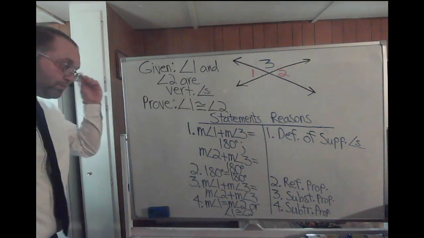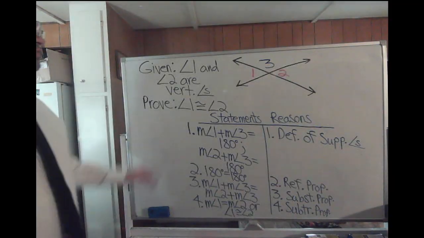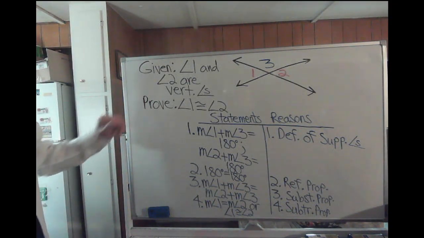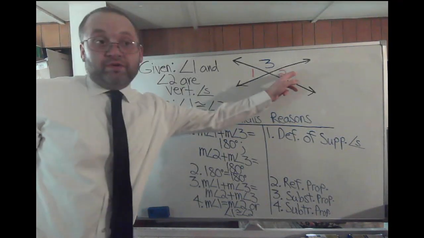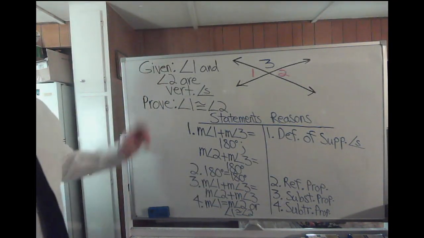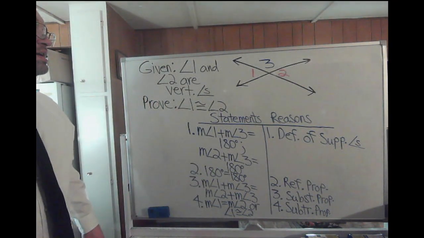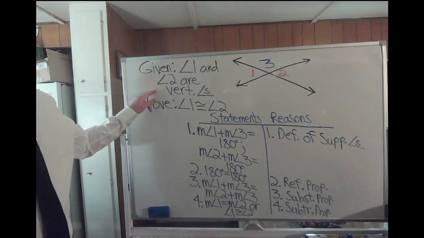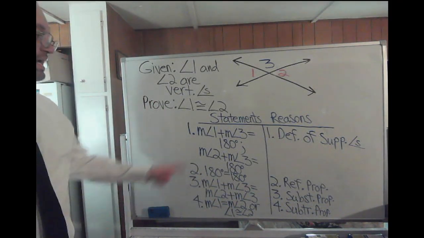So this is a rare example of not using given information. Now, it turns out it's true that angles 1 and 2 are vertical angles. That's great, but I guess we needed it for the theorem's sake, but we didn't actually have to put that in.